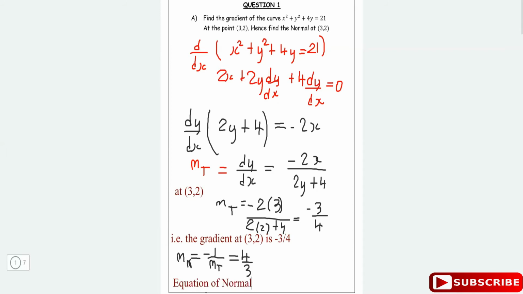The equation of the normal is given by y minus yp, which is y minus 2, equal to 4 over 3 times x minus xp, which is x minus 3. I'm not going to simplify it. That is the equation of the normal. No difficulty whatsoever.